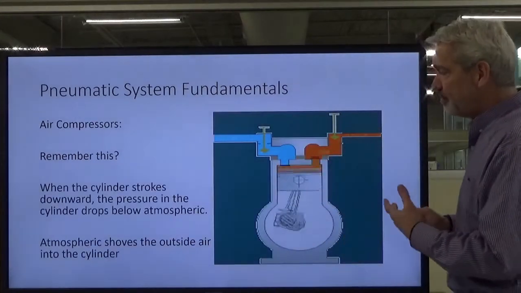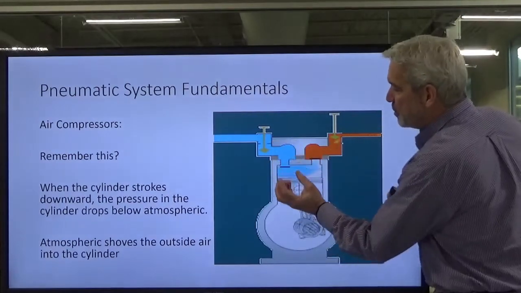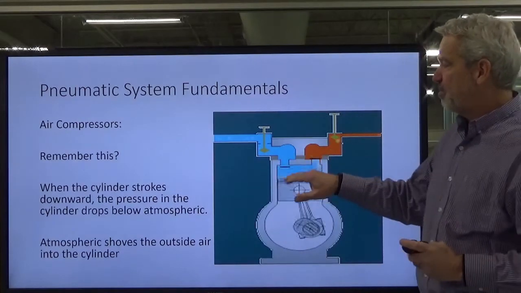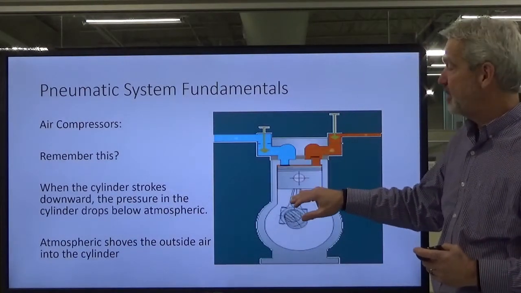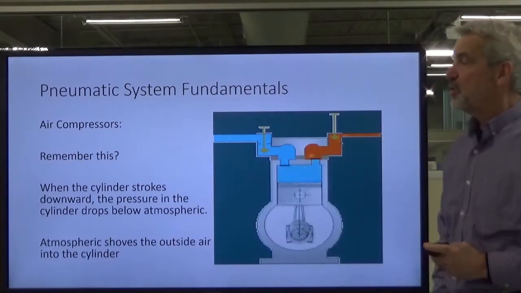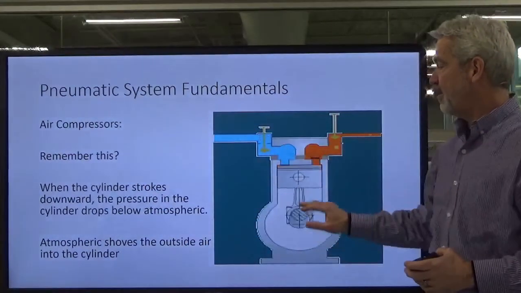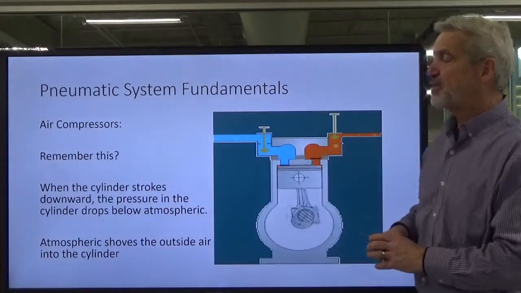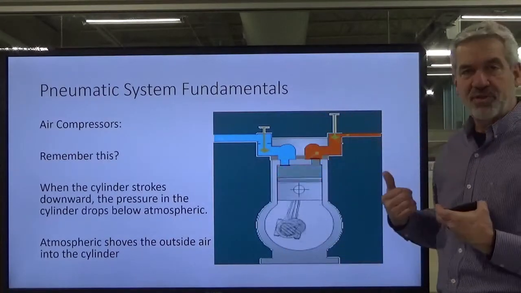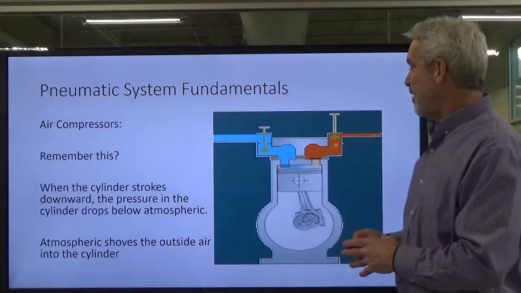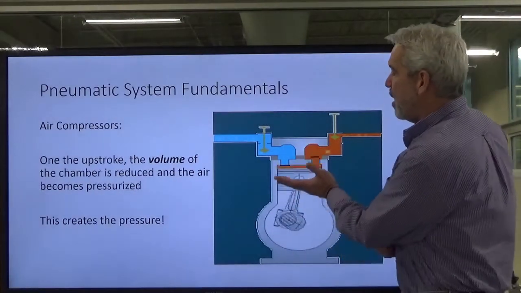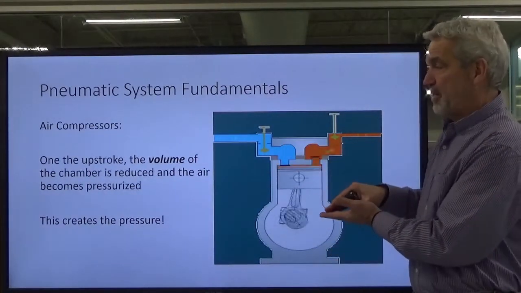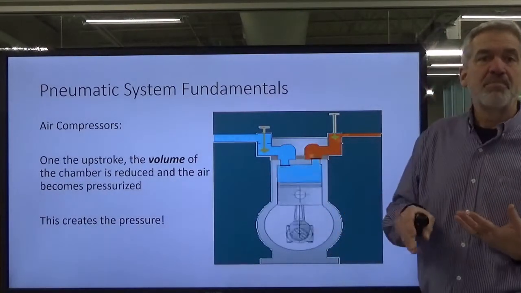Same thing's going on here. When the cylinder pulls down, it is lowering the pressure inside this chamber, inside the cylinder, to below atmospheric pressure. So the atmosphere is shoving the air into that chamber. When the cylinder strokes down, the pressure in the cylinder drops below atmospheric, and atmosphere shoves air in there. Then on the upstroke, the volume of the chamber decreases. Remember, this is where I told you it's important. It's reduced, and the air becomes pressurized.